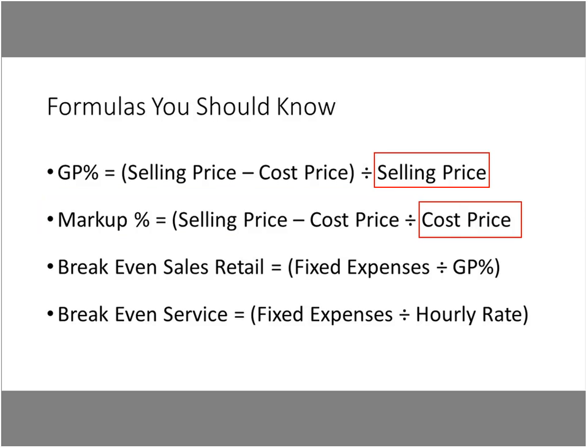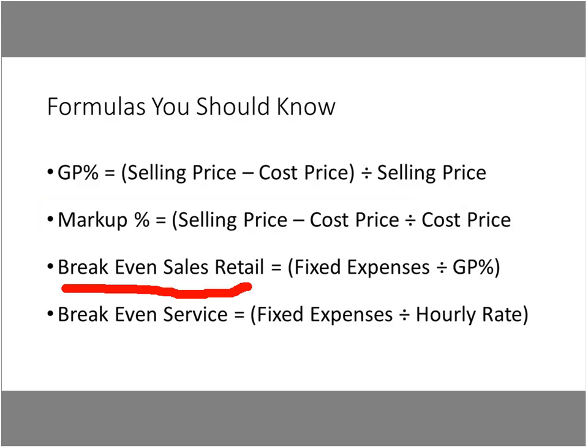They're very, very different. The other thing you need to remember, which is really key, is your break-even sales. How do you calculate your break-even? You take your fixed expenses and you divide by your gross profit percentage. That's how you calculate your break-even point. So let's use an example. Let's say my fixed expenses were $10,000 and my gross profit percentage was 50%. I would take 10,000, divide by 50%, and that'll give me $20,000.